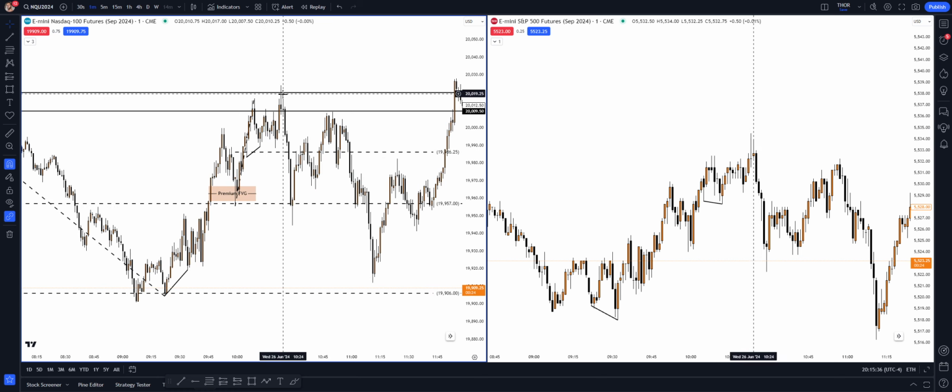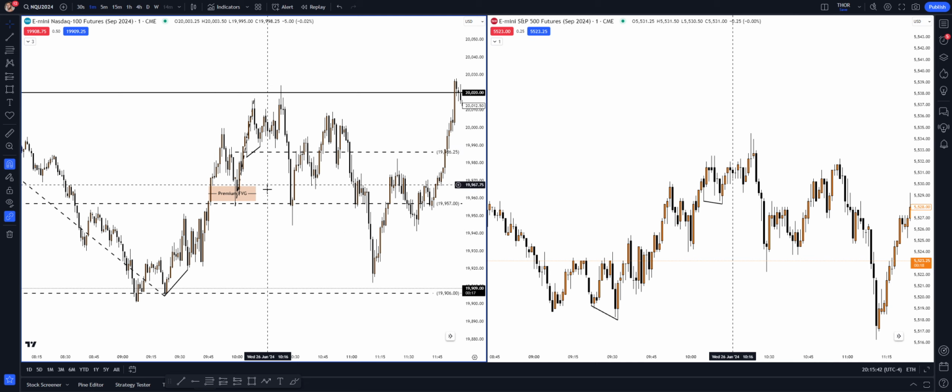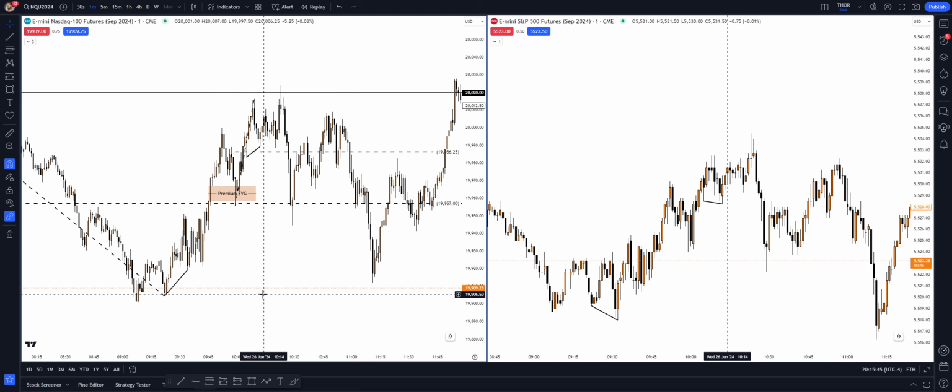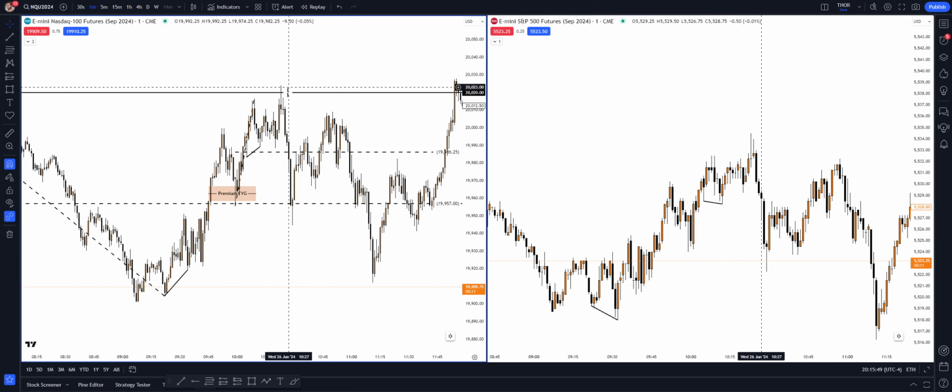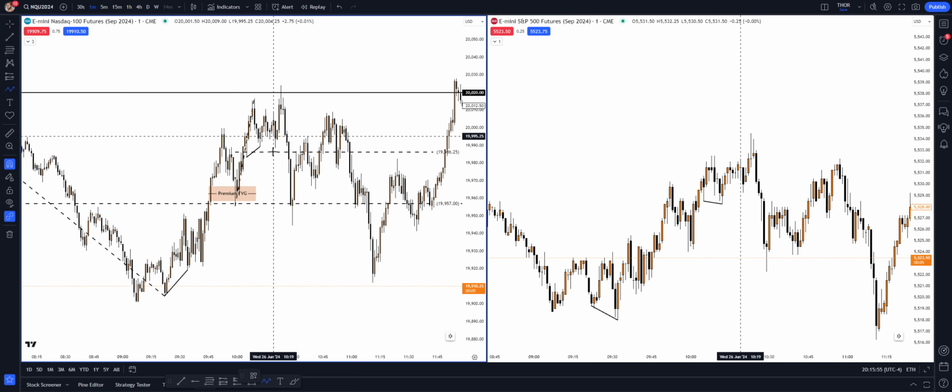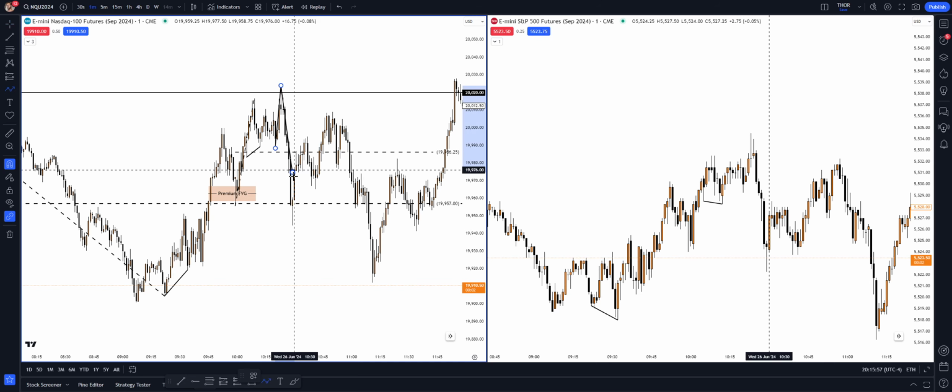There, it failed to break out. This is what we call swing failure pattern. I think that's what it's called. I'm not sure if it's an ICT term though. But it failed to break out, basically reversed. This is a structural shift, and now you have a new V-shaped reversal or V-shaped projection.